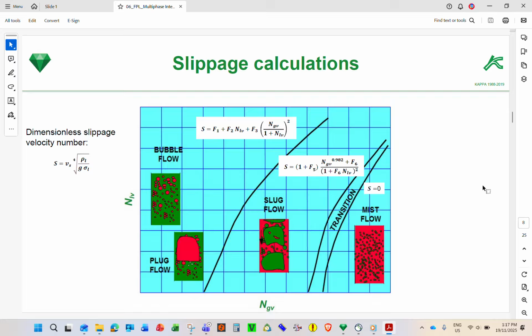And then you have a mixed flow of the liquid in the gas. So this is just one Duns and Ros flow map. So you might have different areas determined by the lines. You have a different flow regime.